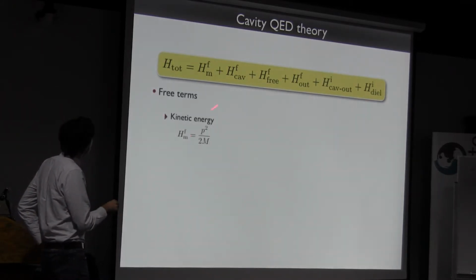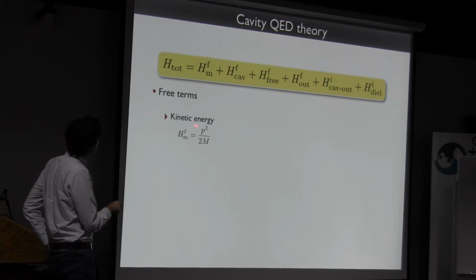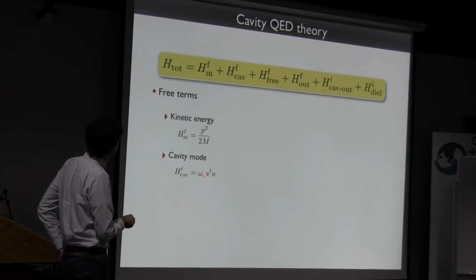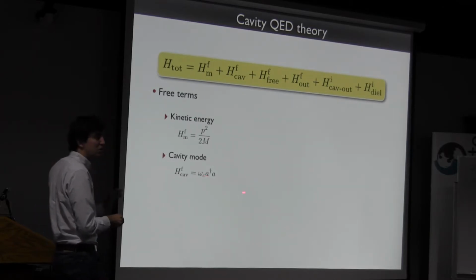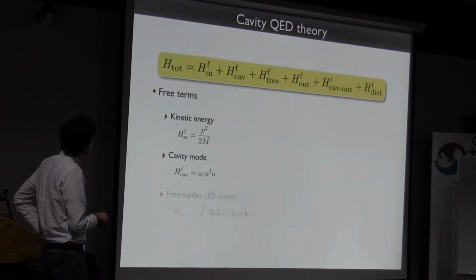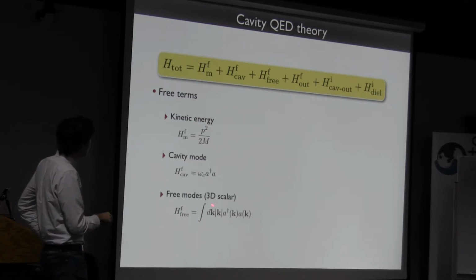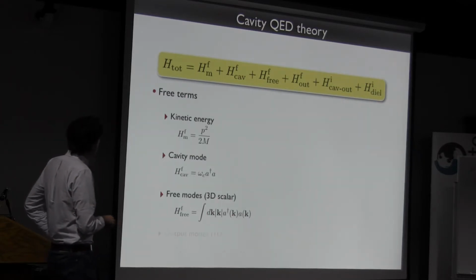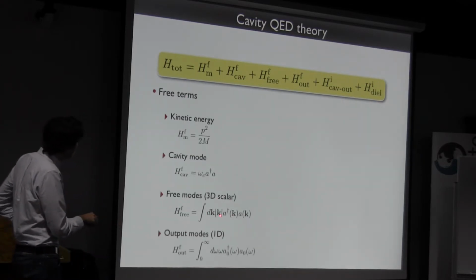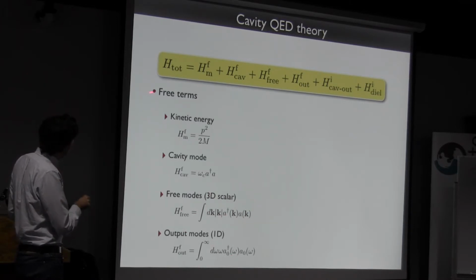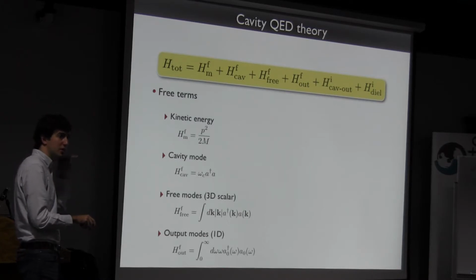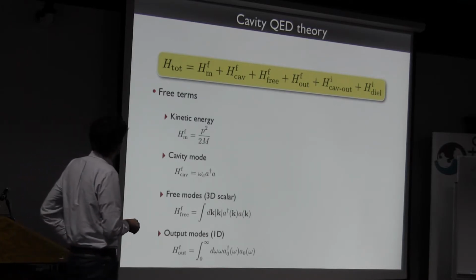First of all, you will have the mechanical kinetic energy of the center of mass. You will have the energy of the cavity mode, the mode that you're interested in. You will have the free modes, so all the other electromagnetic modes which are living outside the cavity. And from all of these, you usually single out the ones that are one-dimensional and are used to drive the cavity along the cavity axis.